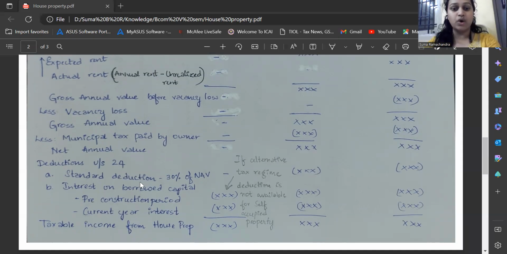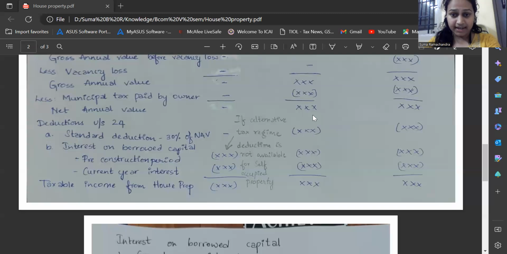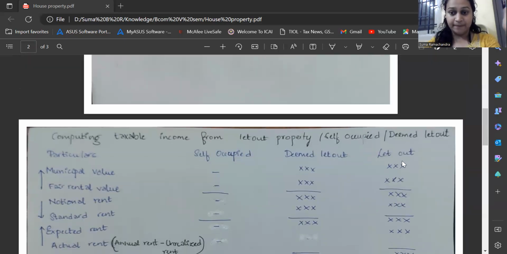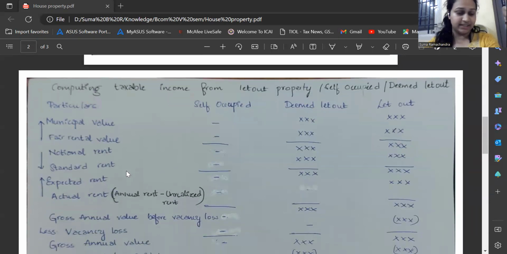And the next one being interest on borrowed capital. That may be pre-construction period interest or current year interest. We'll study about these two concepts a little later. Whatever is the value you're getting right after deducting all these things, that will be called taxable income from house property. The third type of property being let out property. Here you have actual rent as well as the remaining other kinds of rent as well. If in the question any of these kinds of rent is not given, you're just going to place this value. Say, for example, in the question, right now fair rental value is not given, but municipal value is given.